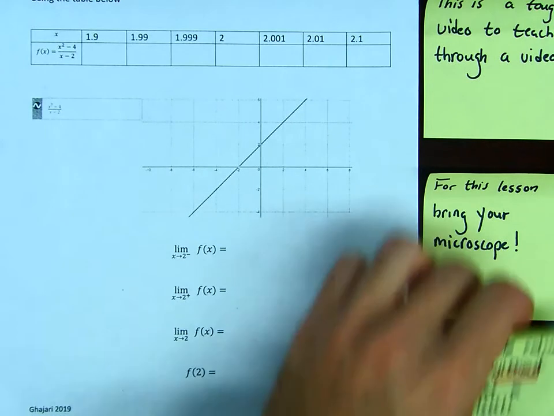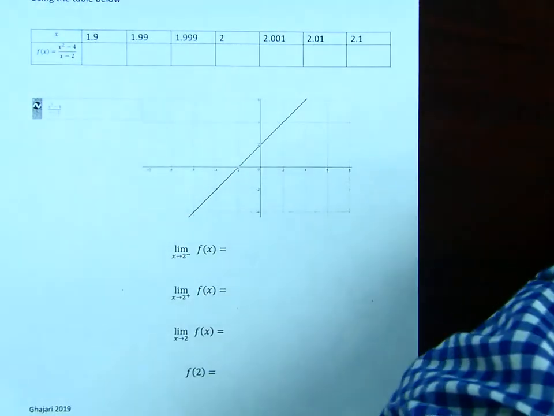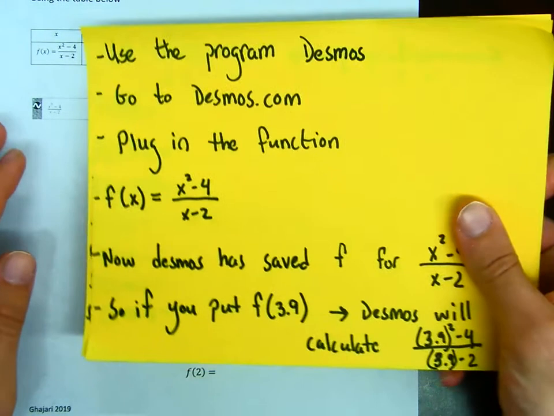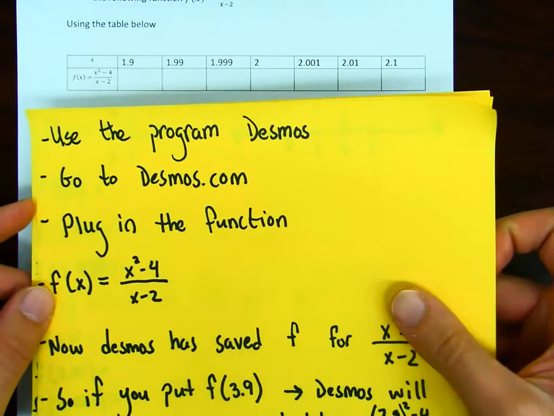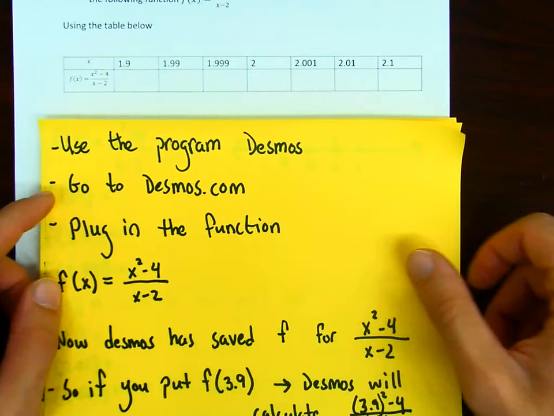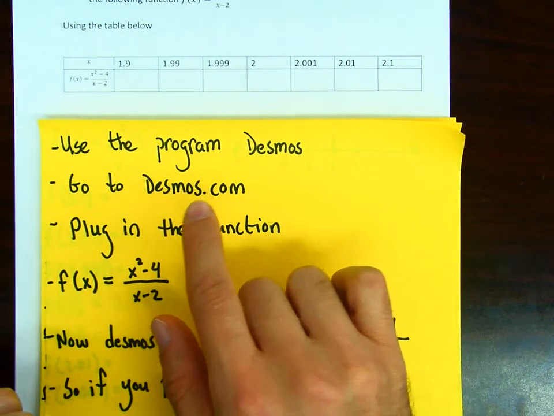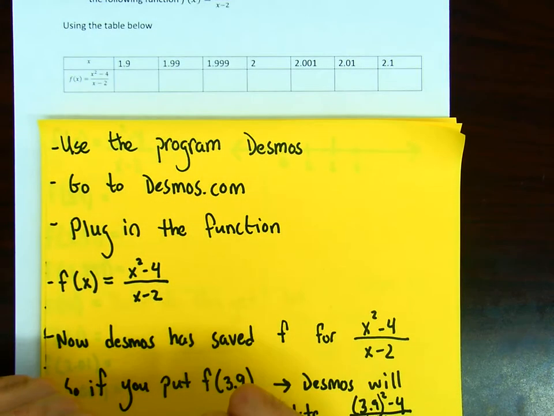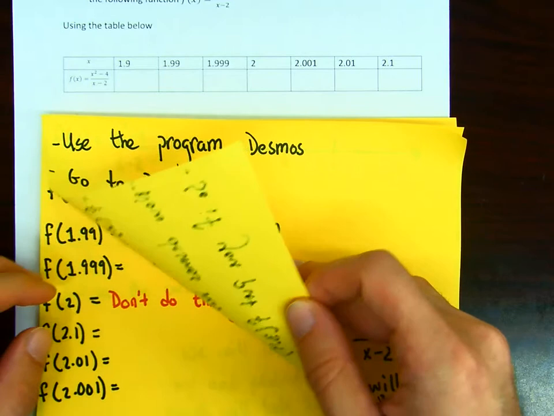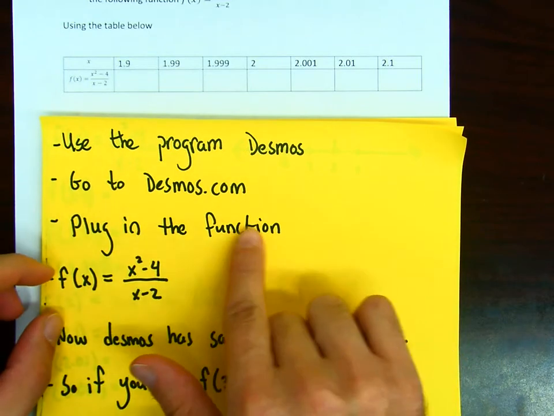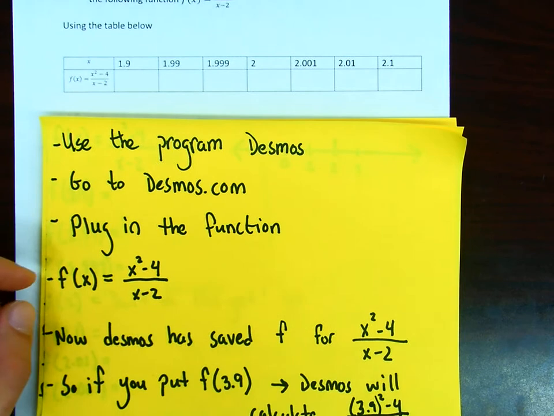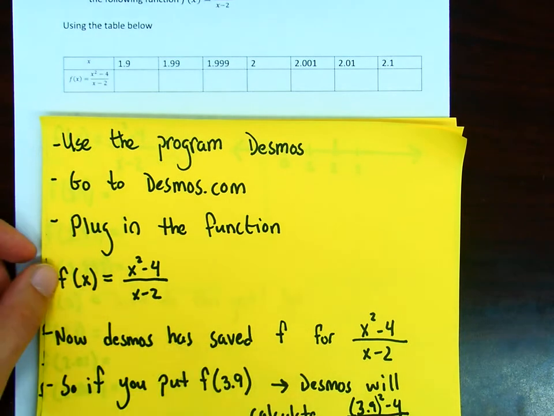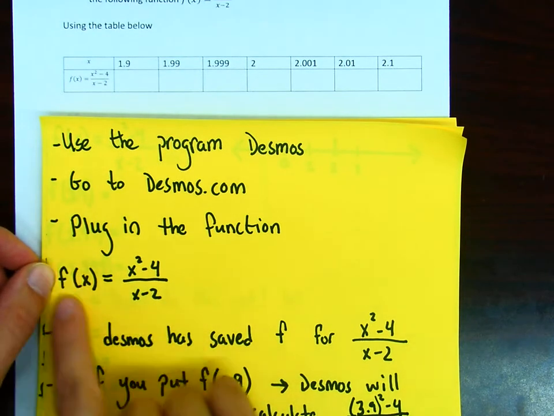The reason it's better live is that I wanted us to do this as a class, but let's do this remotely. What I want you to do is go to desmos.com. When you go to desmos.com, I want you to plug in the function f of x equals x squared minus 4 over x minus 2.